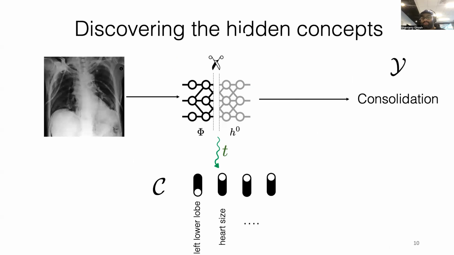Remember that we start with a black box model. The idea is that the black box model encodes concepts in its intermediate layers. So the first step is to discover those concepts. We learn a linear projection from the feature extractor phi to the concept space. These predicted concept values will be the inputs to the interpretable models.